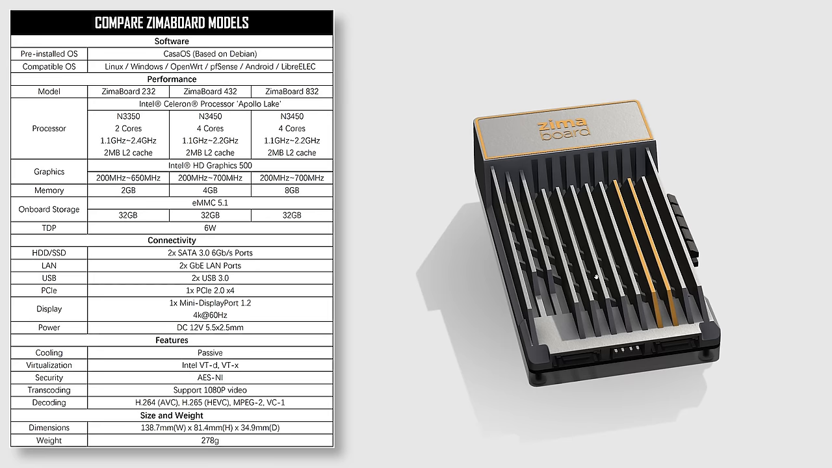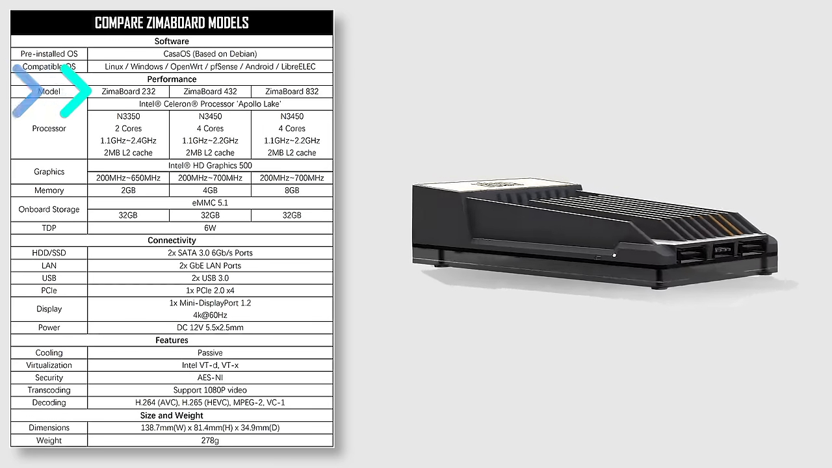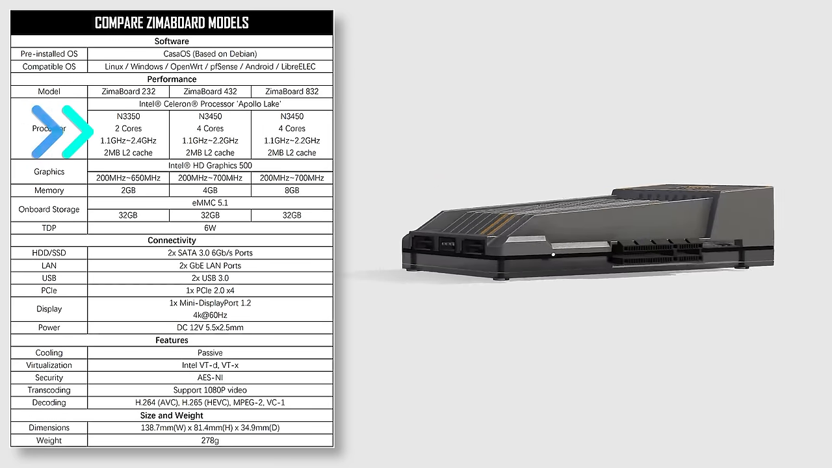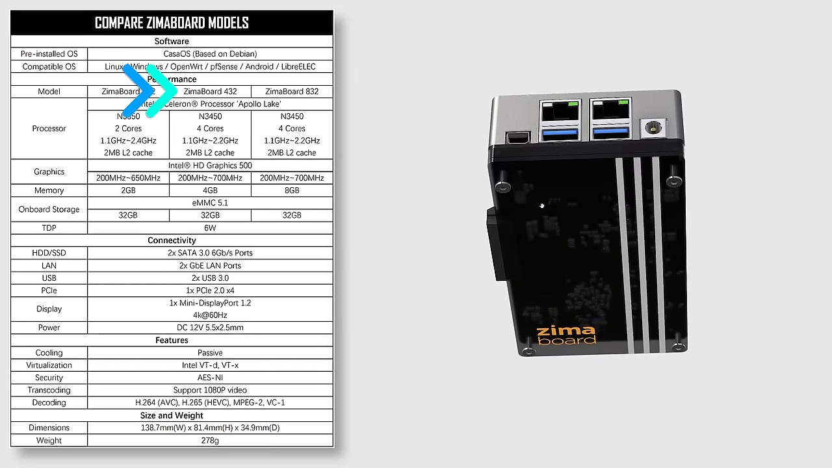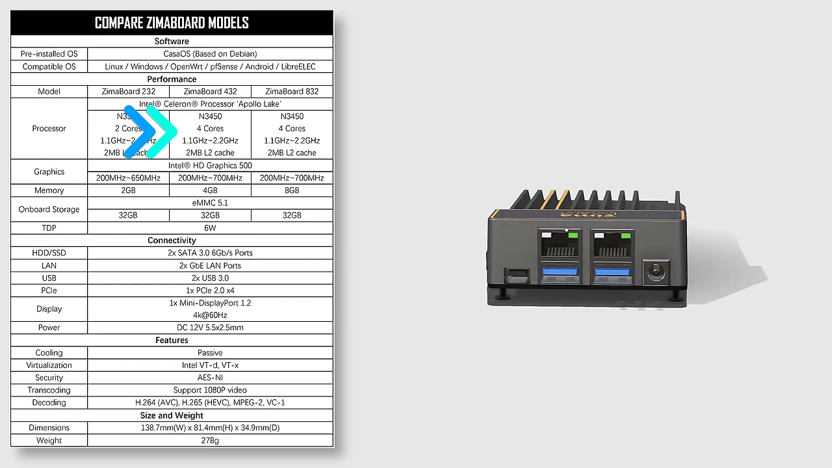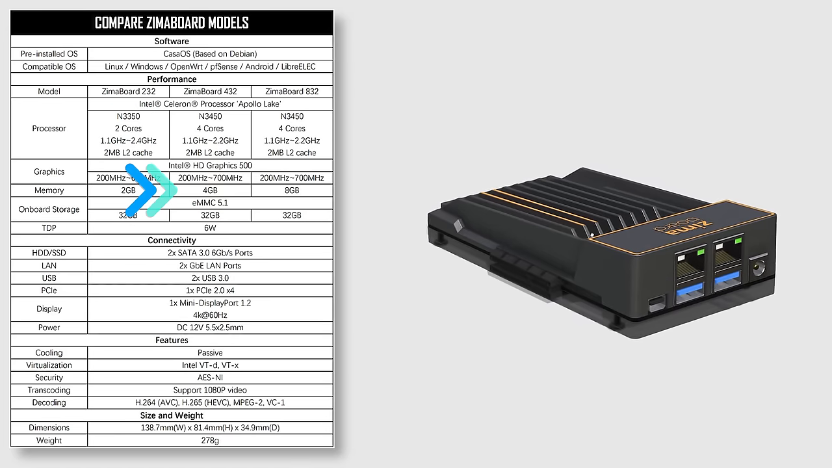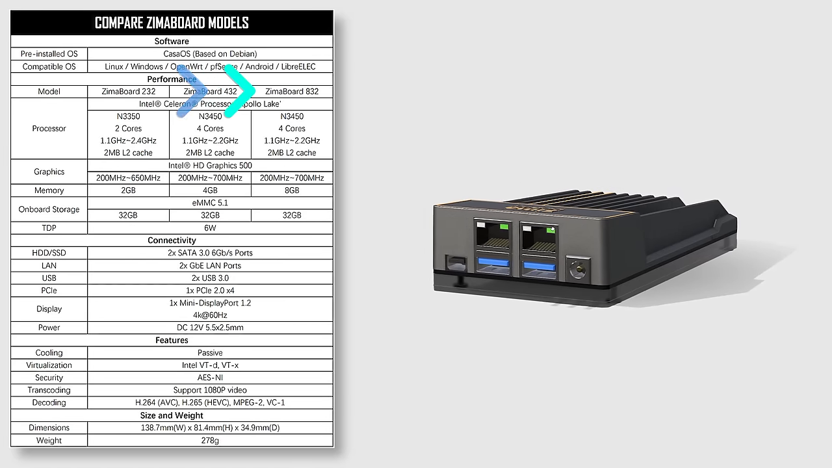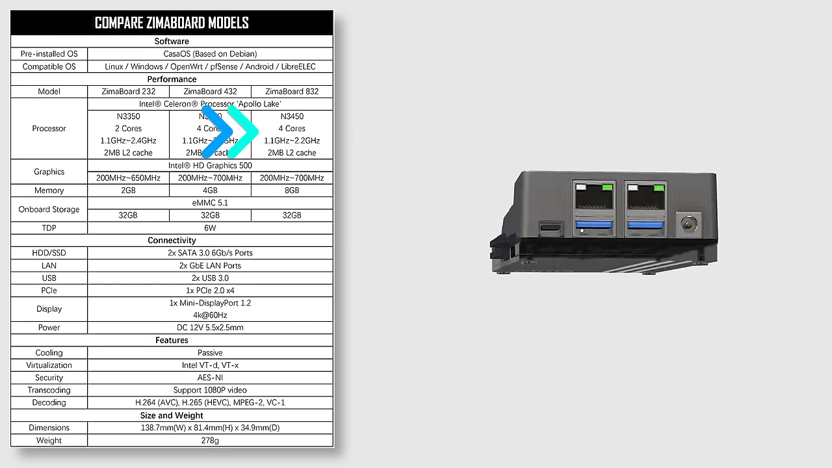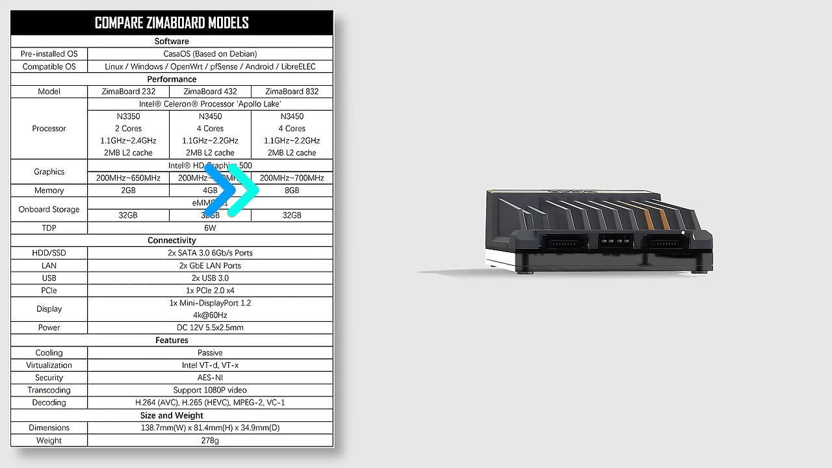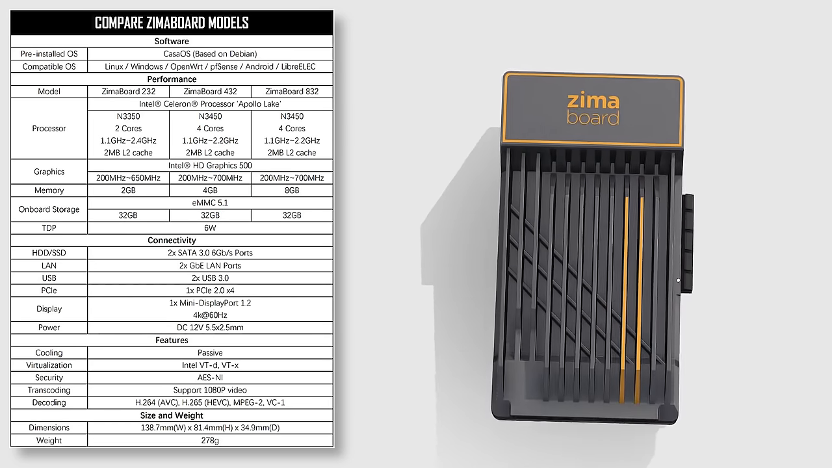The ZimaBoard comes in three varieties. The 232 has an Intel Celeron N3550 dual-core CPU, 2 gigs of RAM, and the 432 has a quad-core Intel Celeron N3450 CPU with 4 gigs of RAM. And the 832, which has the same quad-core Intel Celeron N3450, but twice the RAM of the 432, for a total of 8 gigabytes of RAM.